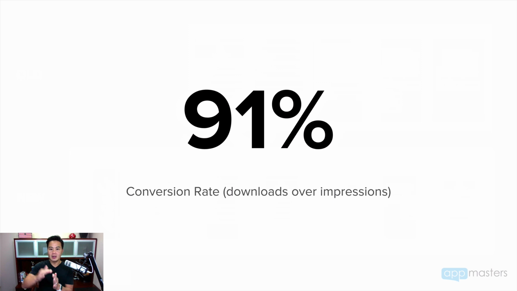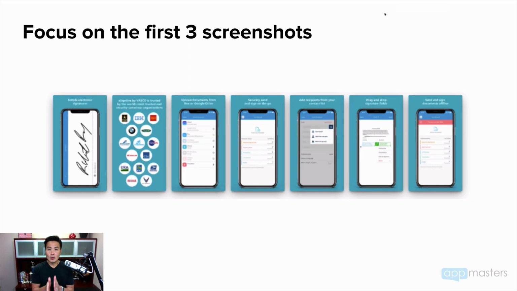So if you compared the downloads over impressions, we're able to almost double that as well. Now, what you want to do is focus on the first 3 screenshots. They are the most critical. Why? Because those are the 3 screenshots that actually appear in the search results, okay? Those are the ones that are going to catch a user's eye, right?